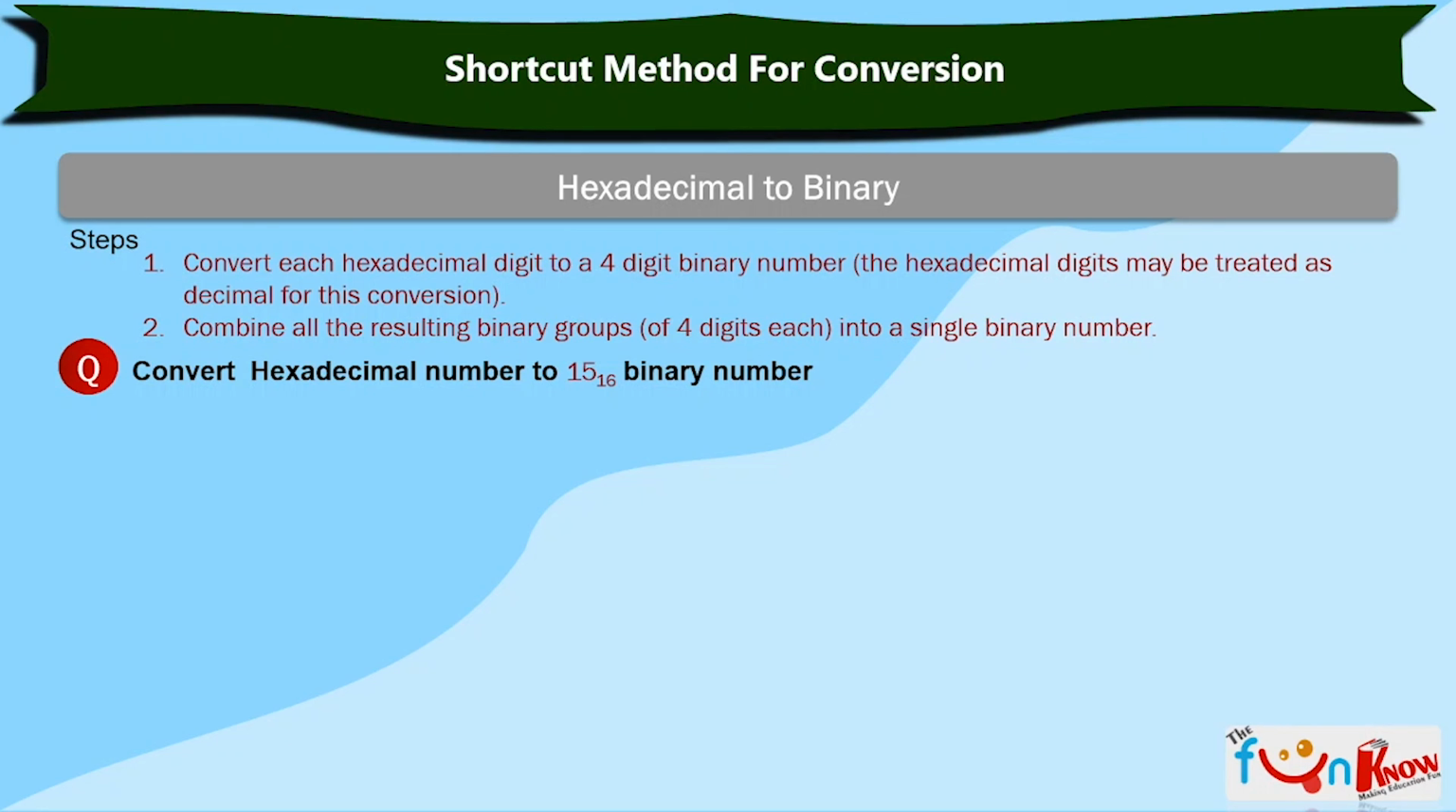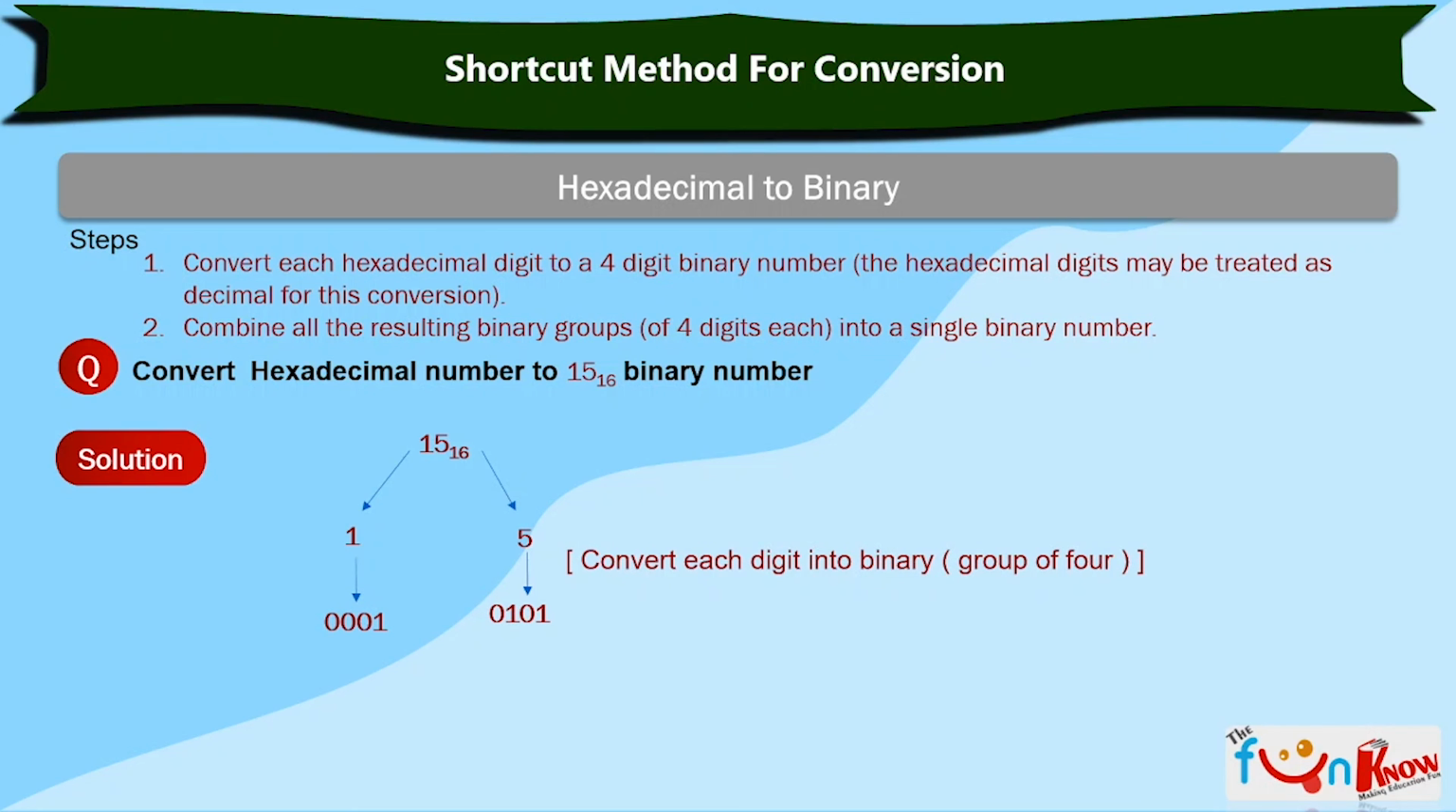Here is a hexadecimal number, students, 15 to the base 16, and we have to convert this number to binary. There may be a question in your examination: this is a number, now convert it to binary. So how are we going to do that? First, we split the two digits, 1 and 5, and write each as a group of 4. So 1 will be written as 0001 and 5 will be written as 0101. After that, we combine both values and get the answer 0001 0101. This is how we convert a hexadecimal number to a binary number.